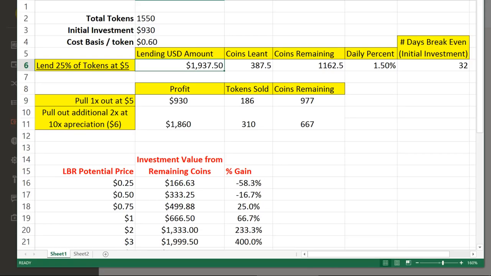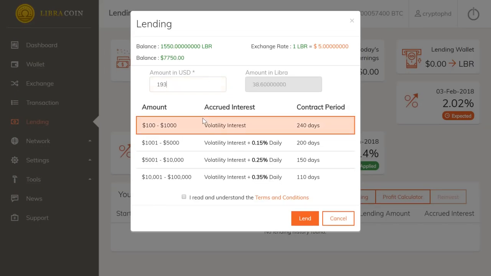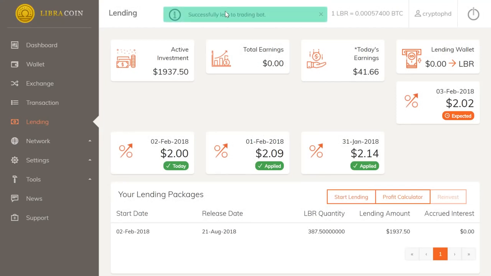I am going to do 1,937.50 lend. I think that's what I had written down. That bumps me up into this second tier where we get an additional 0.15% daily. Do I understand the terms and conditions? Sure, why not? Lend. Look at that. Successfully lent to trading bot. All right, we'll see how this plays out as this platform continues.